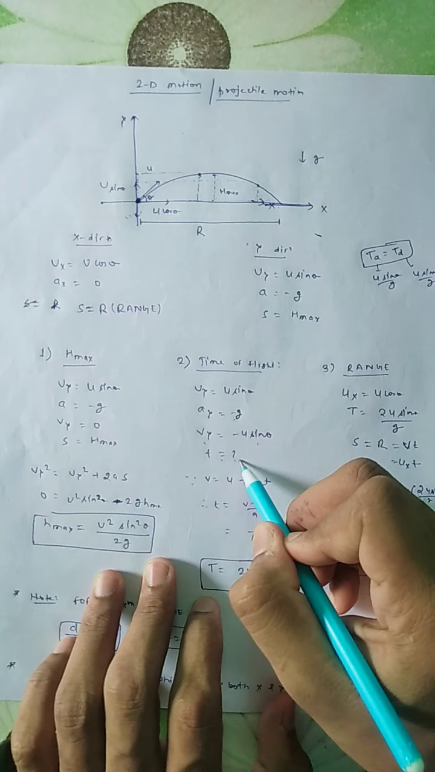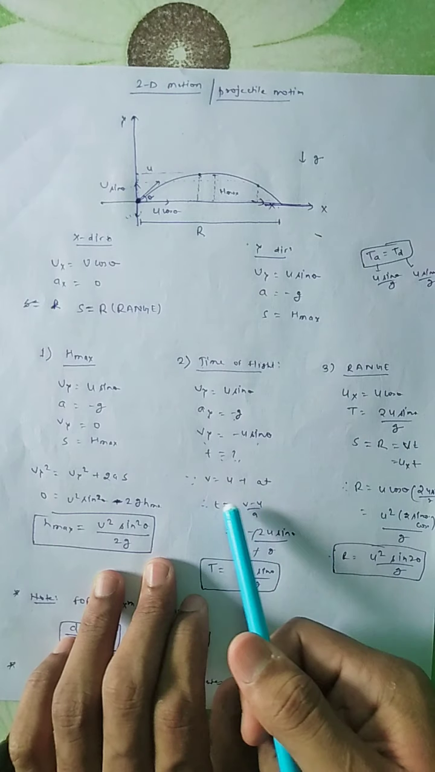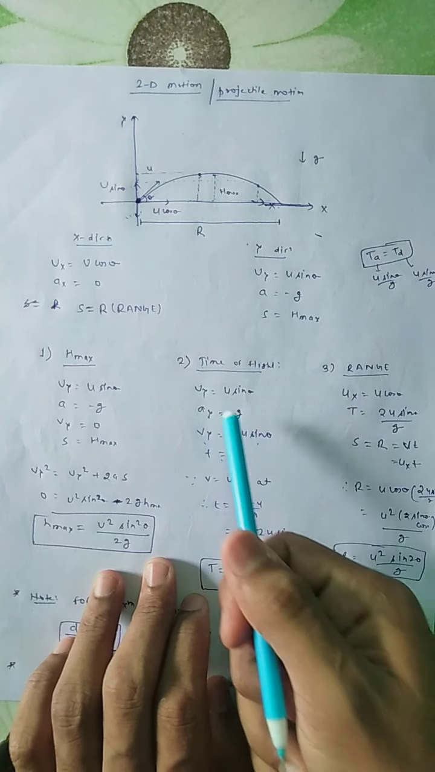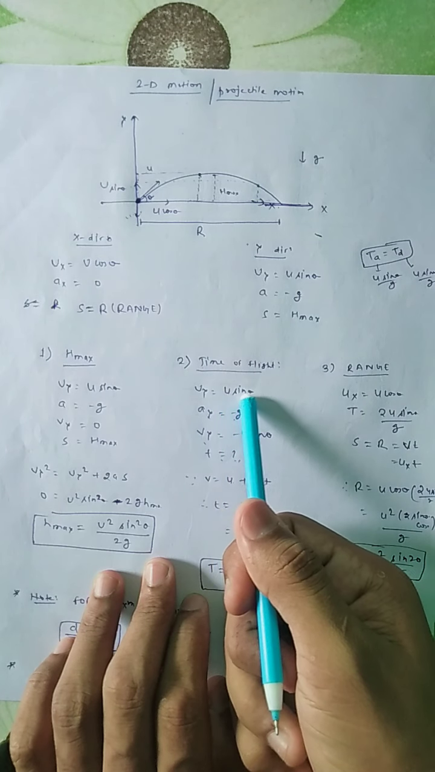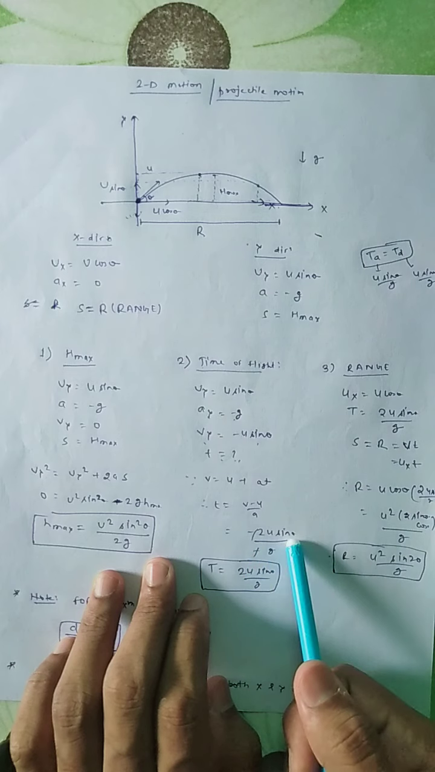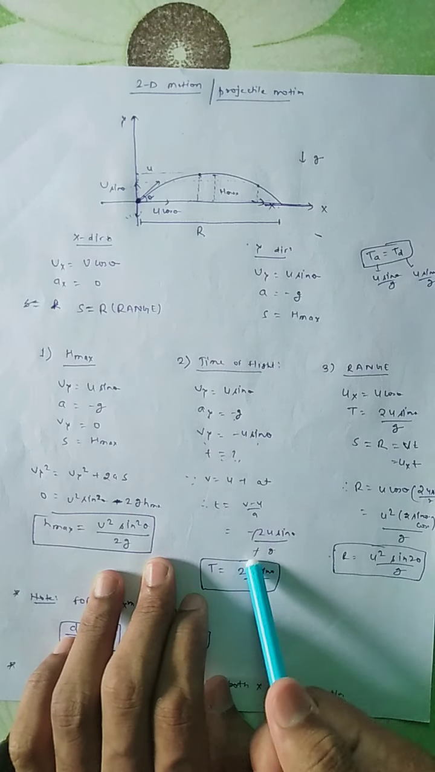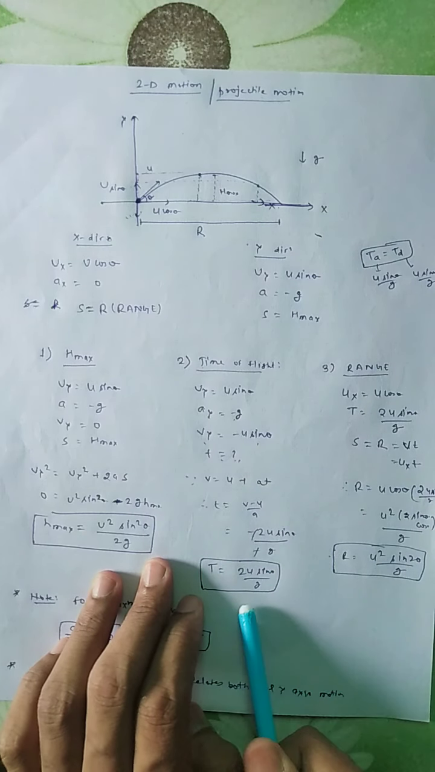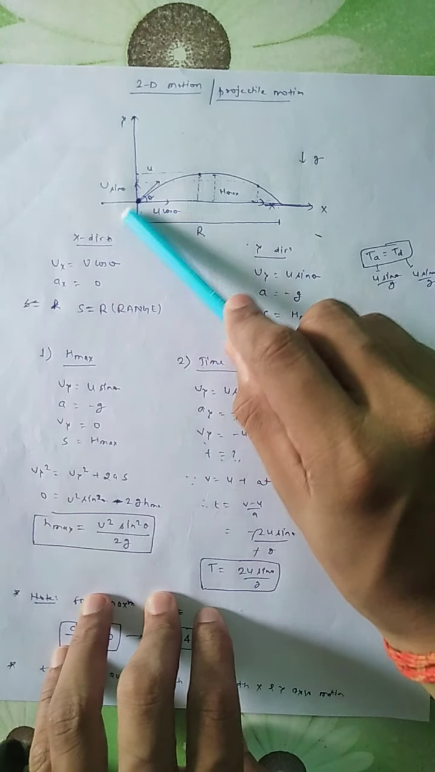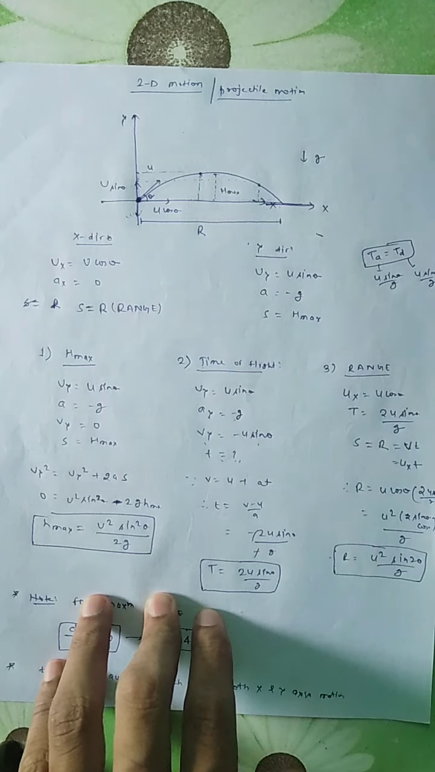So we will find the time by using v equals u plus at, so t is equal to v minus u by a. Final velocity minus u sin theta, minus initial velocity u sin theta, gives minus 2u sin theta, divided by acceleration minus g, which means 2u sin theta by g. So it is the time of flight, meaning the total time during which the ball is in the air.